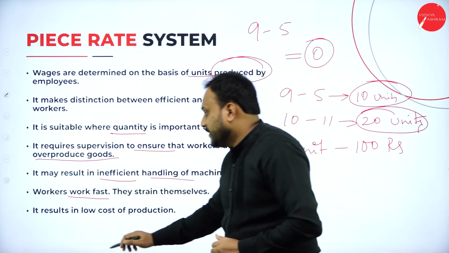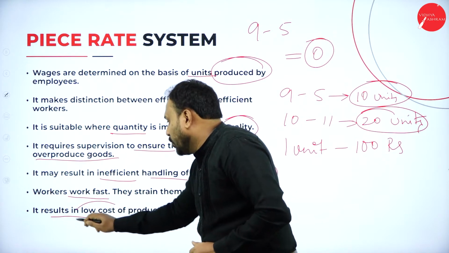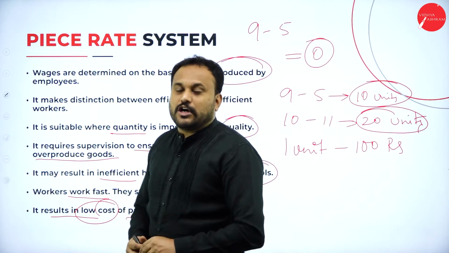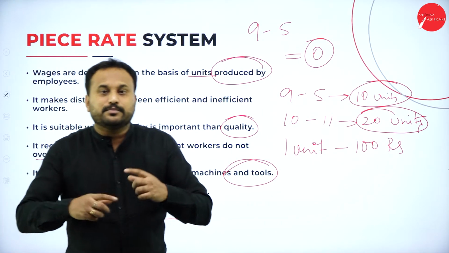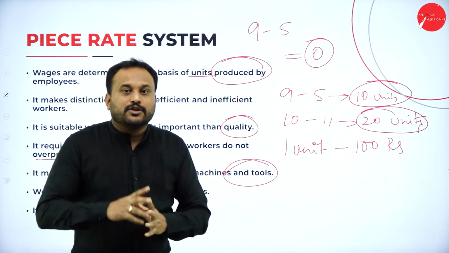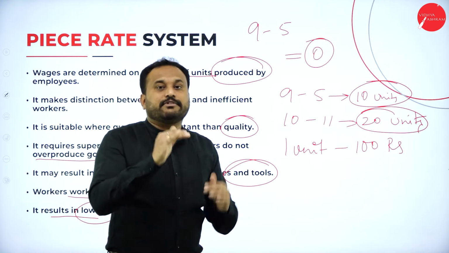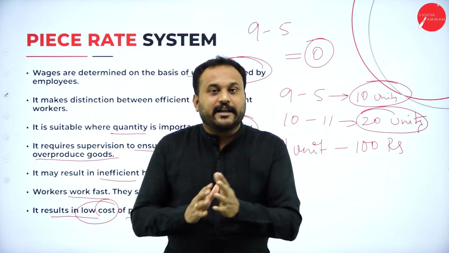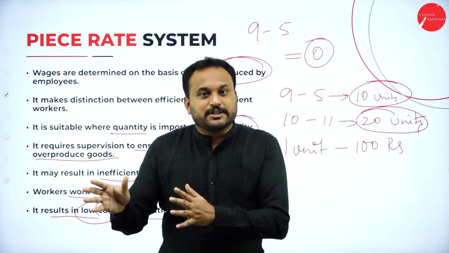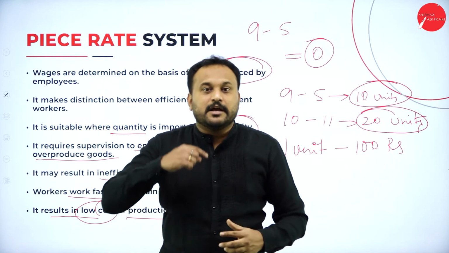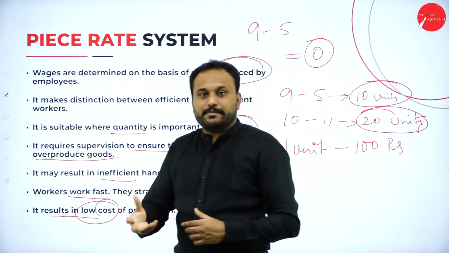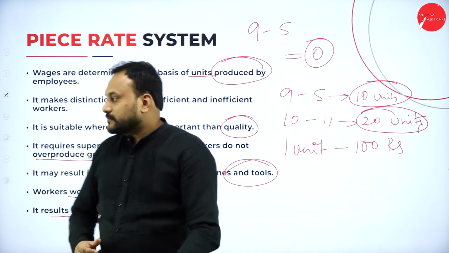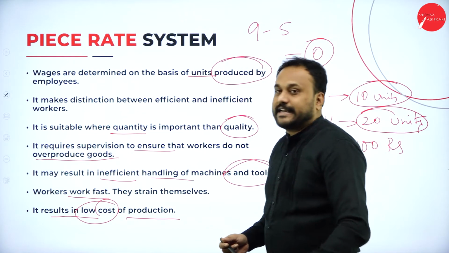And the last one here is it results in low cost of production. Why low cost of production? Let me tell you, the more you produce, the total cost per unit will come less. That's what you have already studied in your advanced cost and management as well as management accounting, where production is more, the total cost per unit will come down. So these are the merits of the piece rate system.